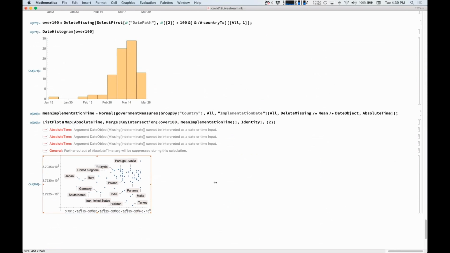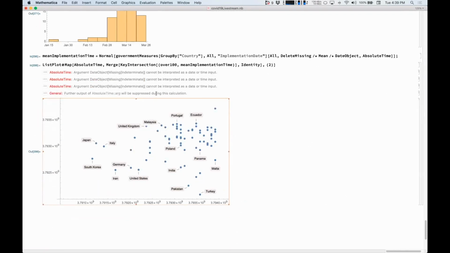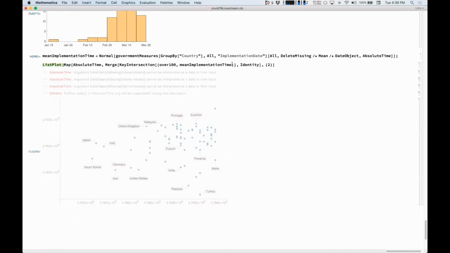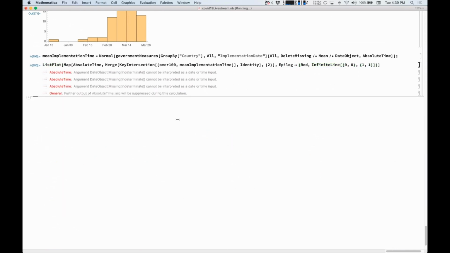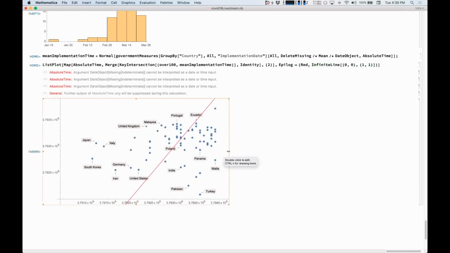Complaining a little bit. Okay, so now we need the line. We need the line. That's a cool way to make a line on one of these plots. I hadn't thought of that. I think it's the way to make a line, but okay.